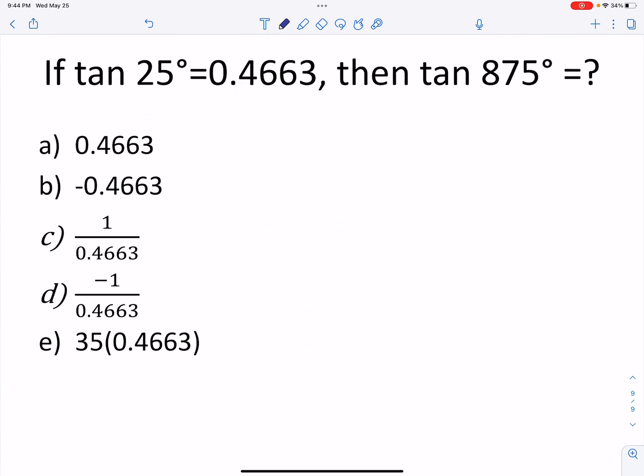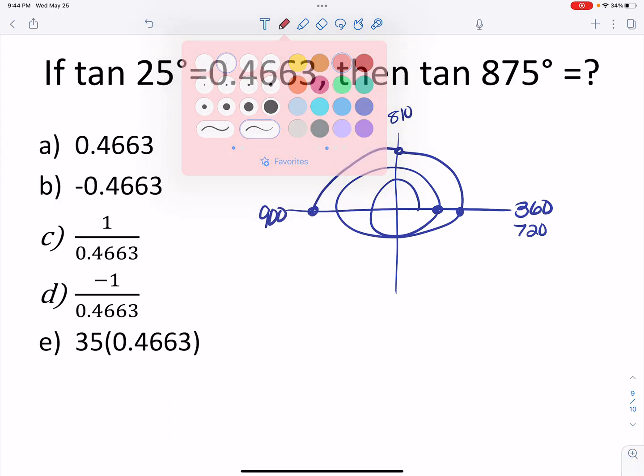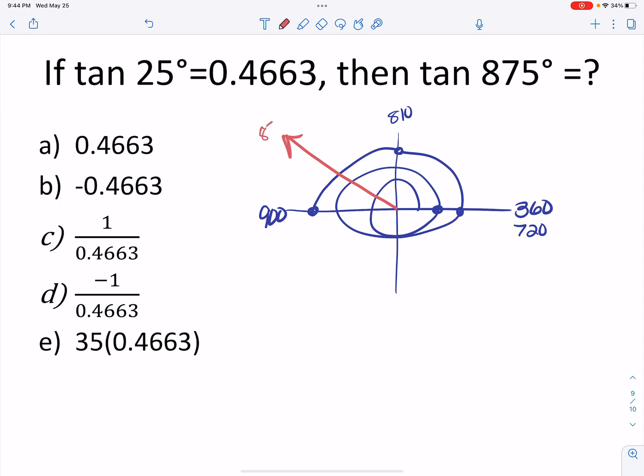Okay, take a look at this one. This was giving some people trouble, one like this. Try to get your answer. Pause. So this is 360. If I go around again, this is 720. If I go here, this is 810. If I go here, this is 900. And I'm looking at 875, so that would be 25, which makes sense because this is 25. So right here, this is positive, but in quadrant 2, isn't my tangent negative? So my answer to this is B.